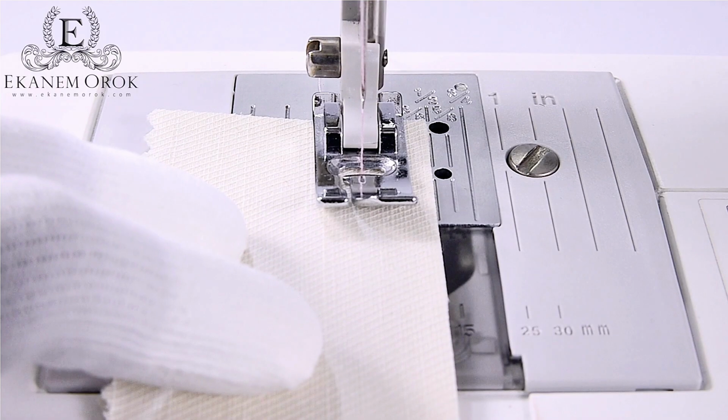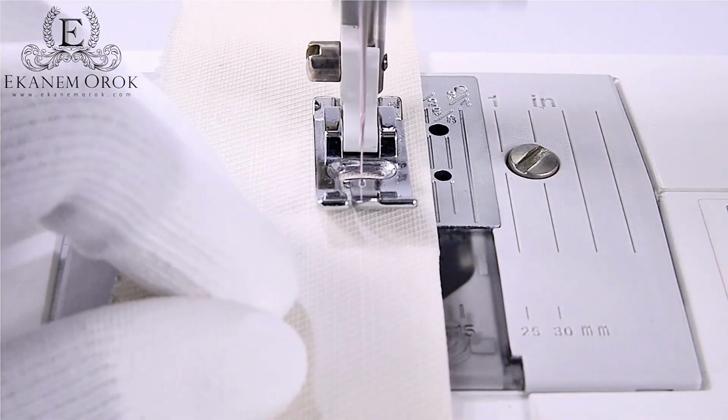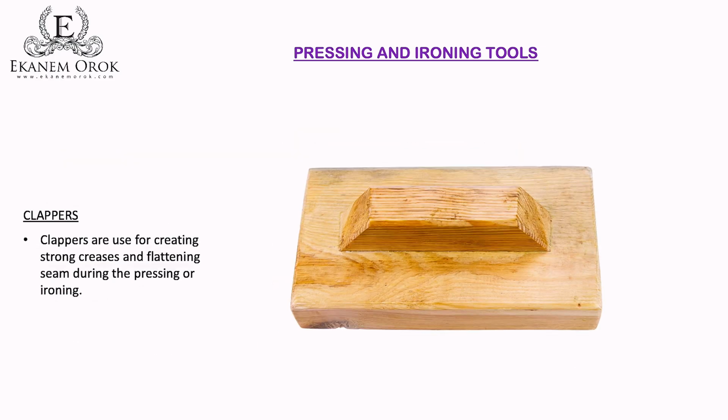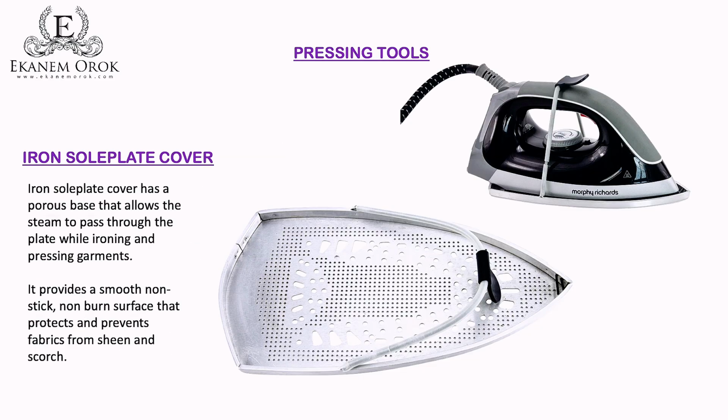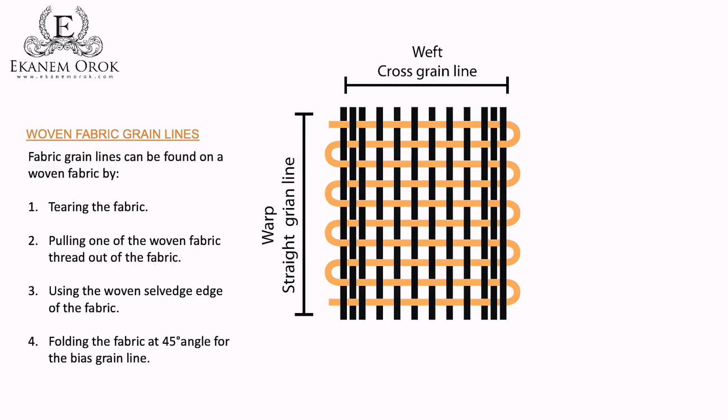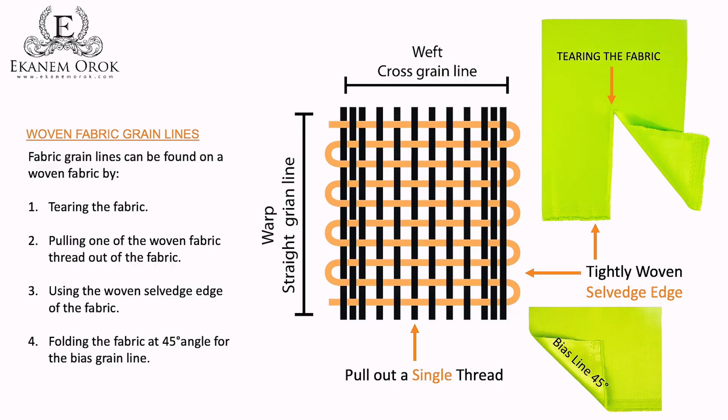This course is divided into 20 sections. In section 1, you will learn the basics of sewing. In section 2, you will learn about the tools and materials for sewing. In section 3, you will learn about fabrics and textile. In section 4, you will learn about grain lines and fabric cutting.